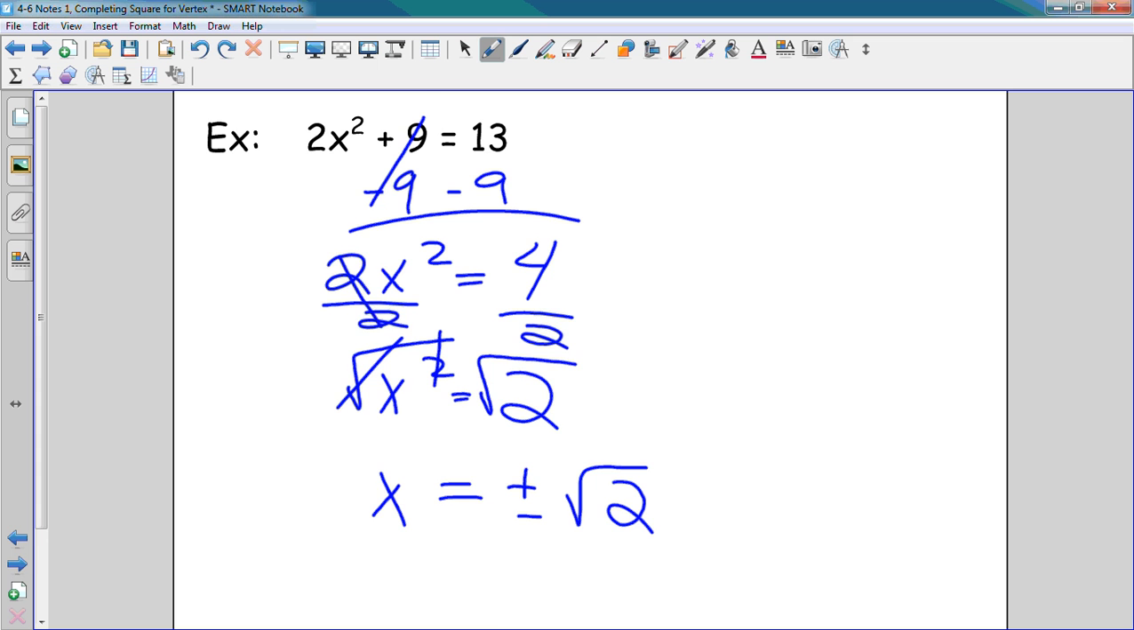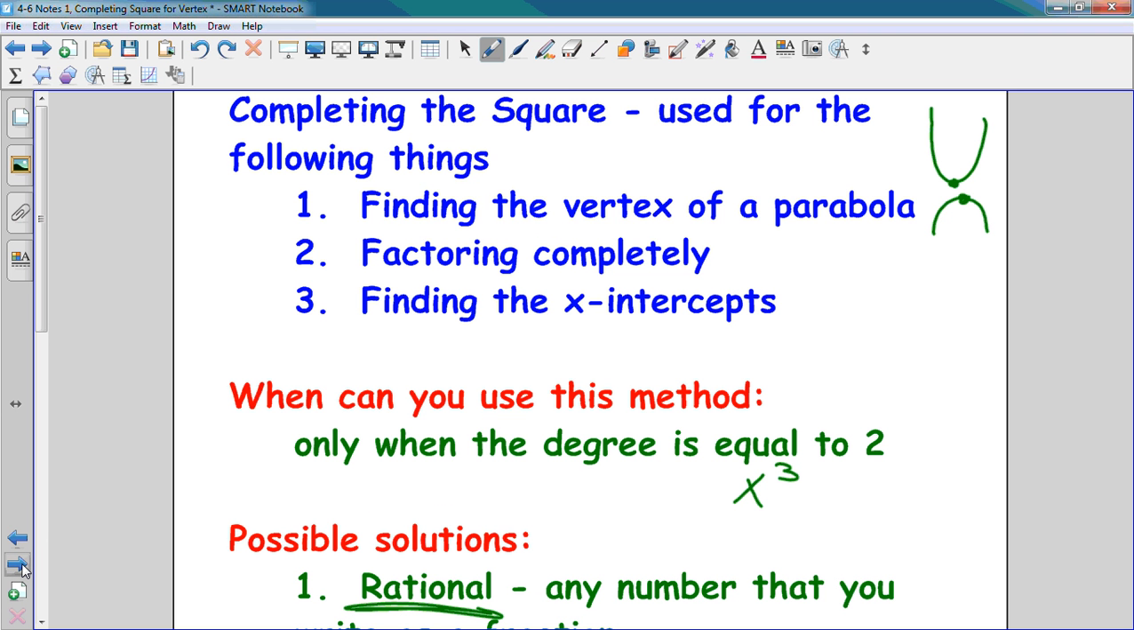Good so far? Good. All right. Now, completing the square. I need you to understand that we're completing the square because, well, I'll explain that later, okay? But here's why we can complete the square: we can use it to find the following things. Number one, we can find the vertex of a parabola. The vertex, if you remember, is either the lowest point in a regular U or the highest point in an upside down U. When we complete the square, it's going to help us find that.